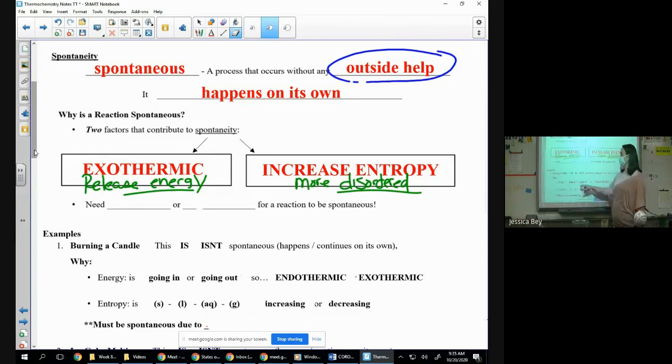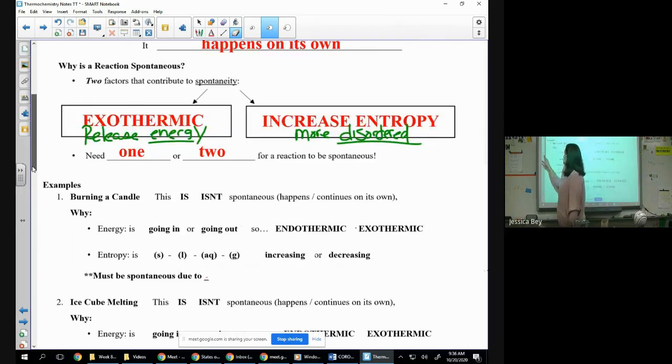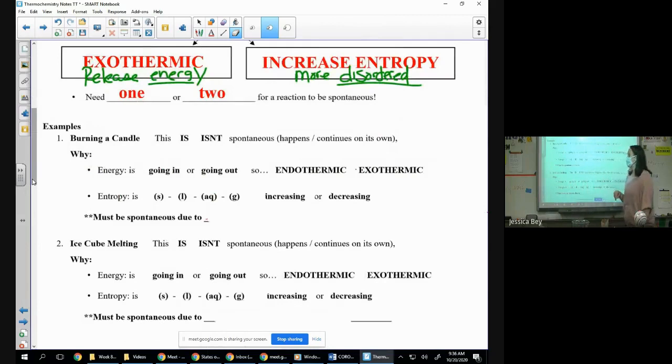You must have one or two of these in order for something to be spontaneous. Something will be spontaneous if it's exothermic but decreases in entropy, that's okay. If it's endothermic but increases entropy, that's okay. If you have one of these, your reaction is going to be spontaneous. So let's do a couple examples together, and then I'm going to turn you out to your notes, and then I'm going to let you do some practice on your own, okay?